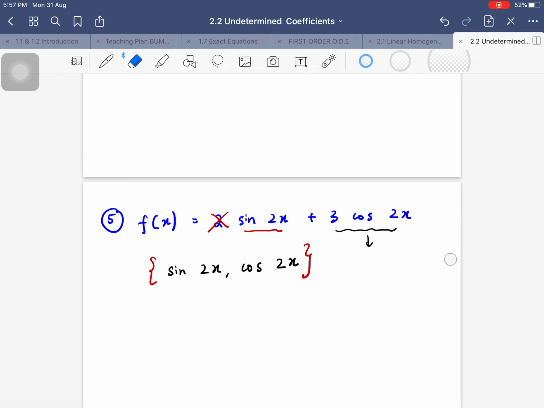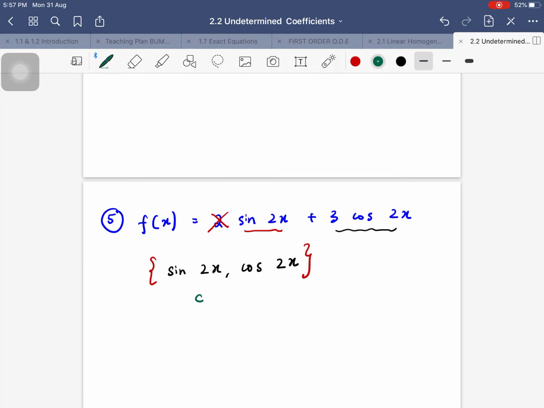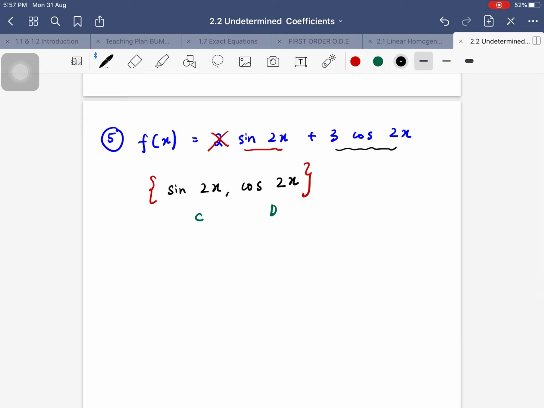So therefore, for this case, my family of derivative is simply going to be given by sine 2x and also cos 2x. And when I multiply this by a variable of c and d, I can write the fact that my yp of x is going to be given by c sine of 2x plus d cos of 2x. So that is going to be my particular integral for this particular case.